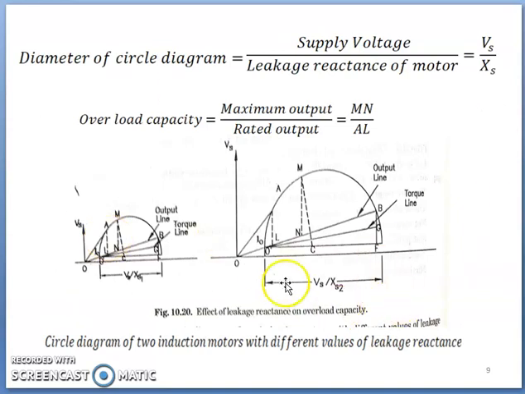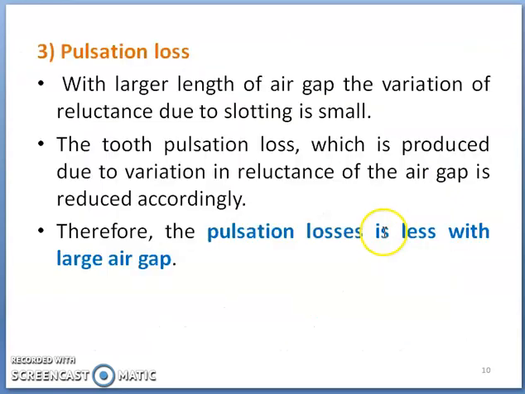So here I have considered circle diagram of two machines having different air gaps. Value of leakage reactance depends upon zigzag flux. Then if length of air gap is large, what happens to leakage reactance due to reduction in zigzag leakage flux? It will be less, and hence overload capacity of that machine will be more, right?